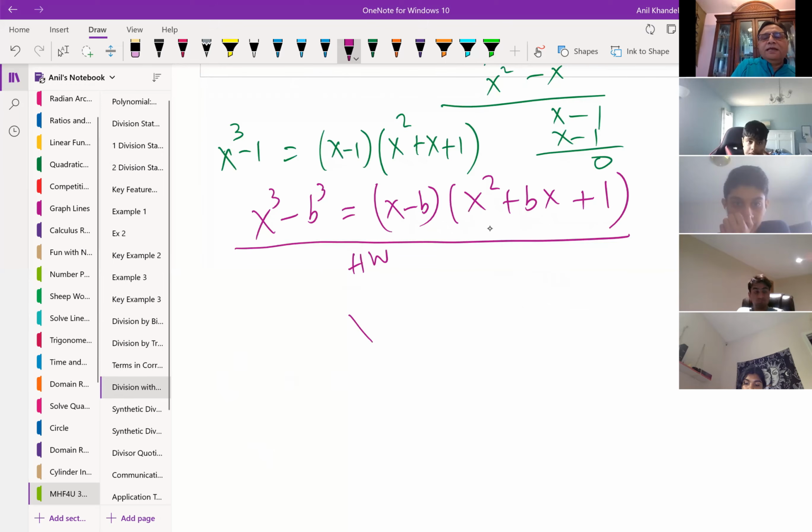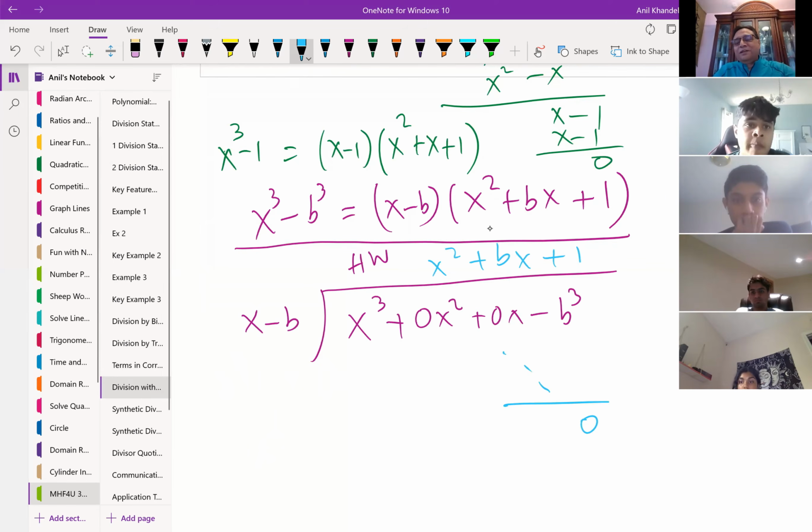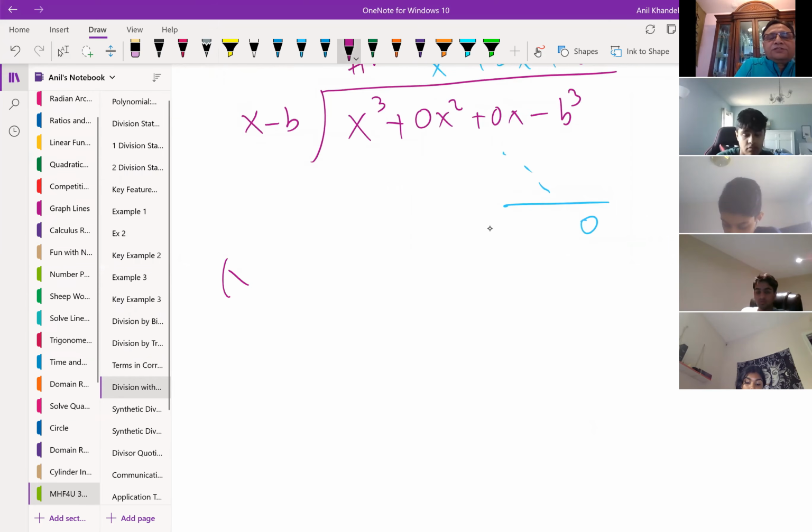You will just do x cubed minus, let me write 0x squared plus 0x minus b cubed, placeholders, and I'm going to divide all this by x minus b. When I do that, I will get x squared plus bx plus b squared. Very simple, and at all the steps the remainder will be 0. Do you get the idea? Exactly what I did earlier. Now I can write the formula of a cube minus b cube: a cube minus b cube is a minus b times a squared plus ab plus b squared.